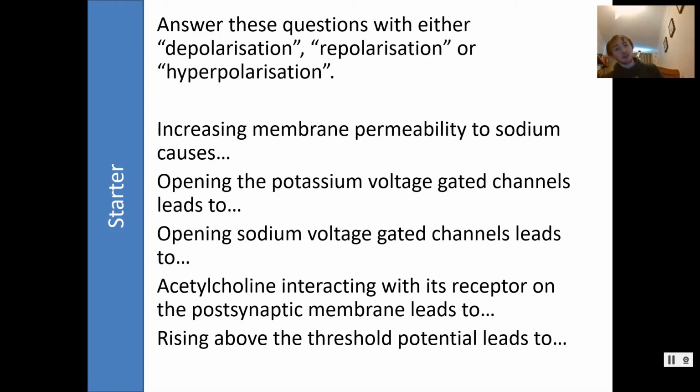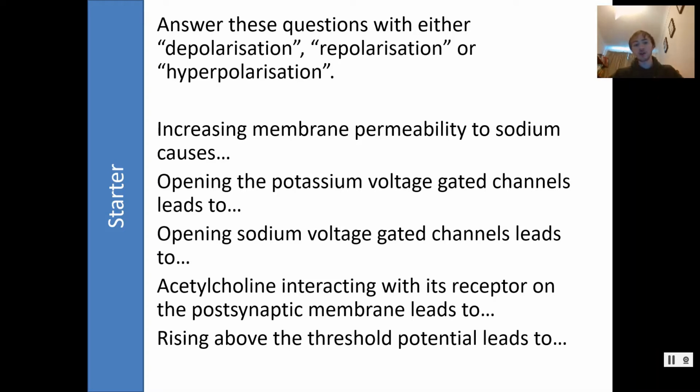So, increasing membrane permeability to sodium, I should say sodium ions to be fair, causes depolarization. Opening the potassium voltage gated channels leads to repolarization. Opening sodium voltage gated channels leads to depolarization, that's the same point as the first one.